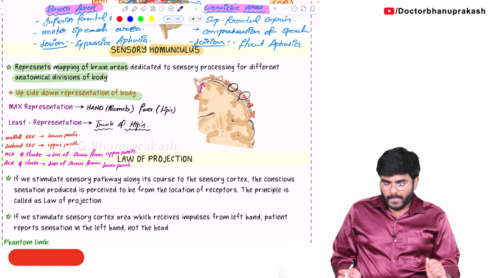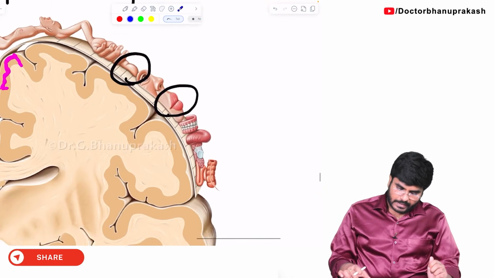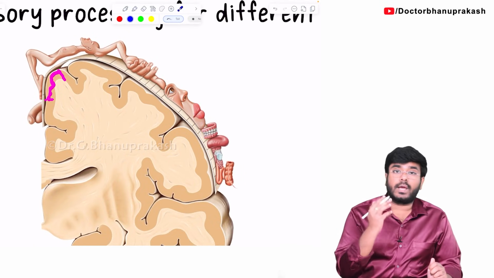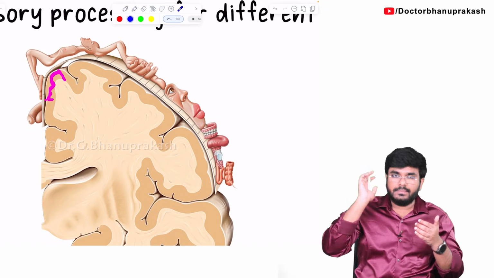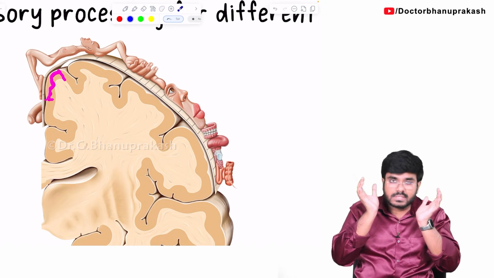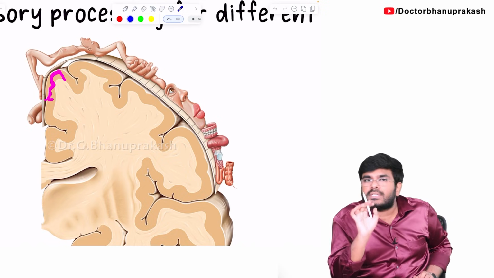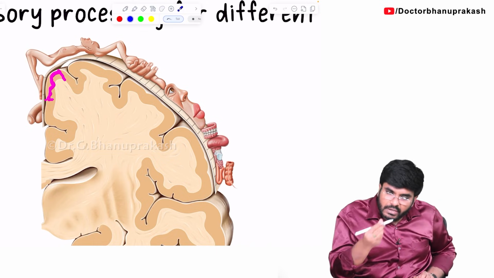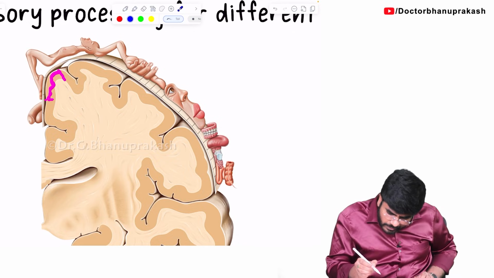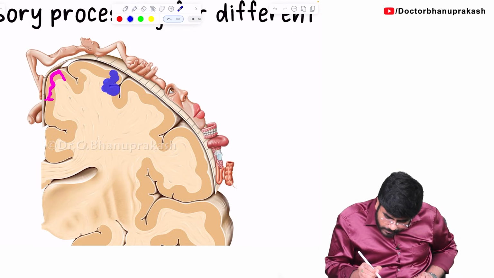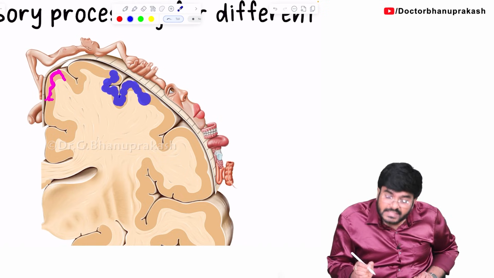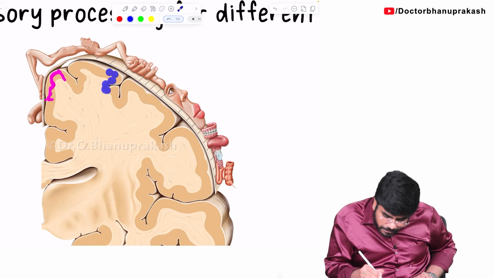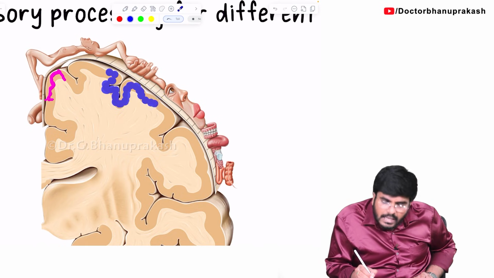Okay. Now, let me give you an example. Let's say, today with an electrode, I am just opening your skull, okay, I am just opening your cranial bones. Now, I am directly looking at your somatosensory cortex. Now, with this electrode, I am stimulating this part of the somatosensory cortex. Tell me what will happen. I am not damaging, I am just giving the electrical stimulation.